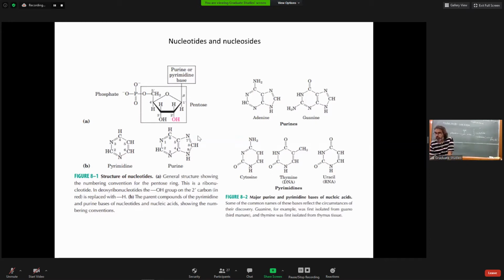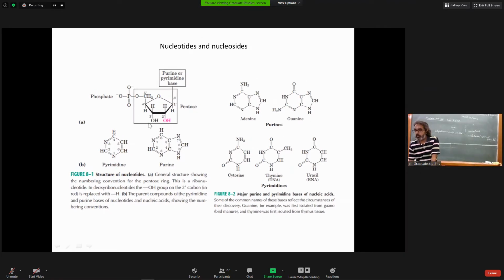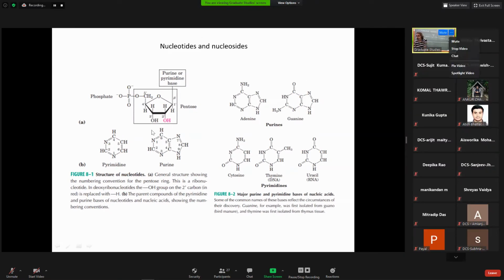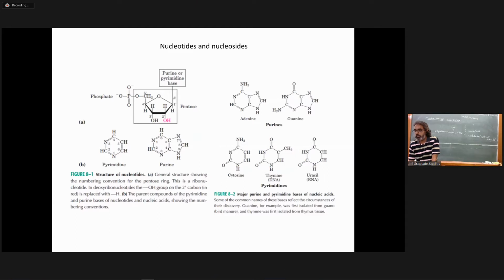Okay, so now the sugar is a 5-membered ring containing 1 oxygen and 4 carbons. And then there are a lot of hydroxyl groups. Okay, so this is 5-membered ring labeled carbon 1, carbon 2, carbon 3, carbon 4, and typically use a prime to differentiate between these numbers between sugar and base. Okay, so 1 prime, 2 prime, 3 prime, 4 prime, and 5 prime there is CH2 attached to 4th carbon. So this is sugar. So this is pentose sugar.